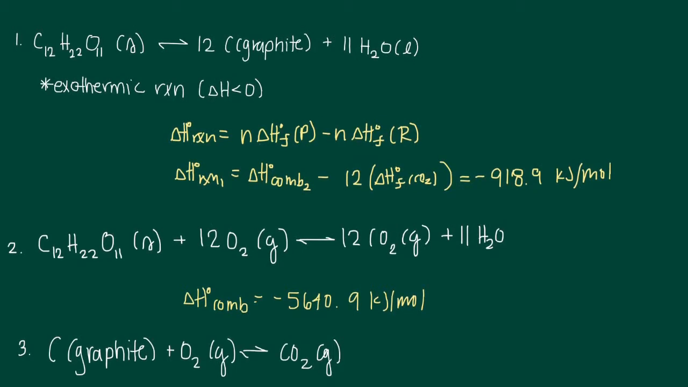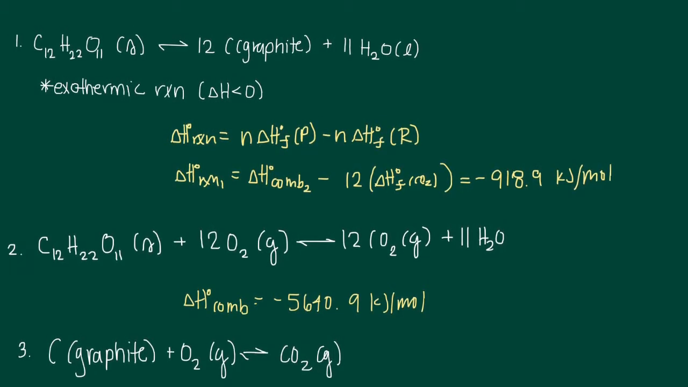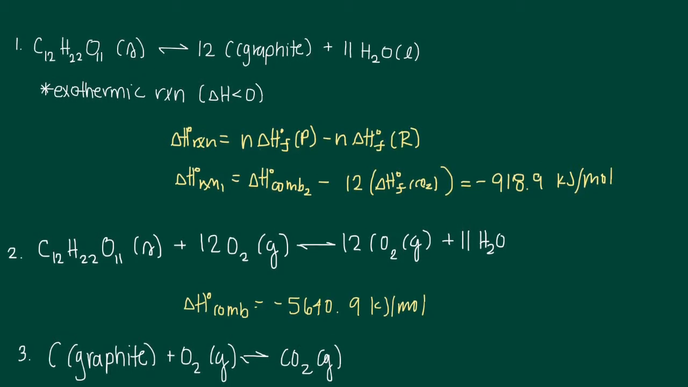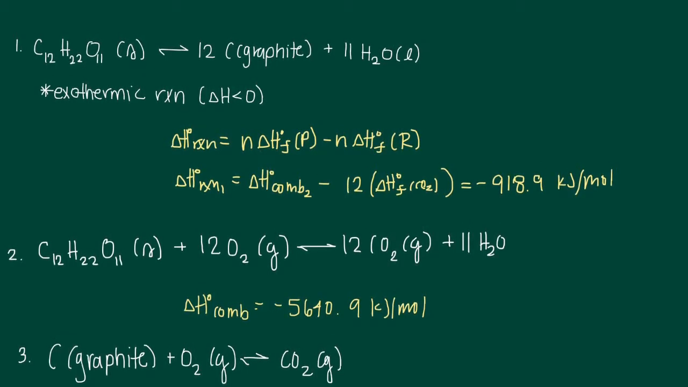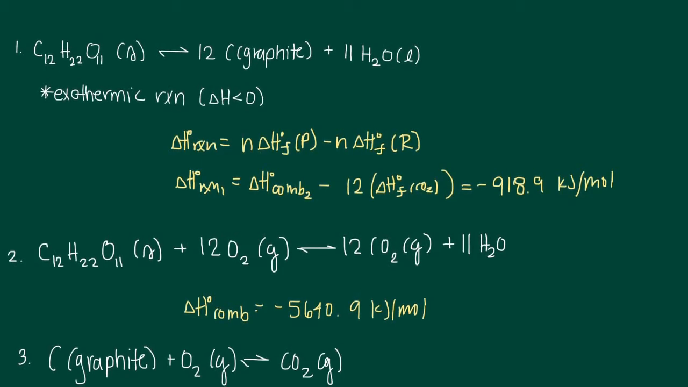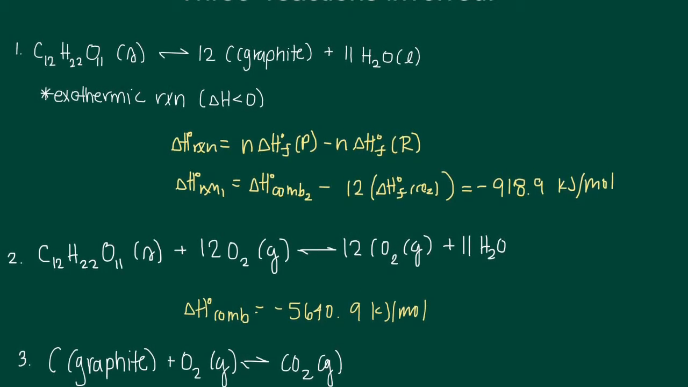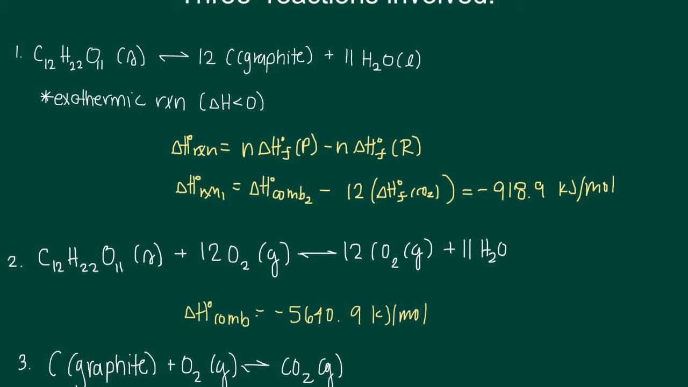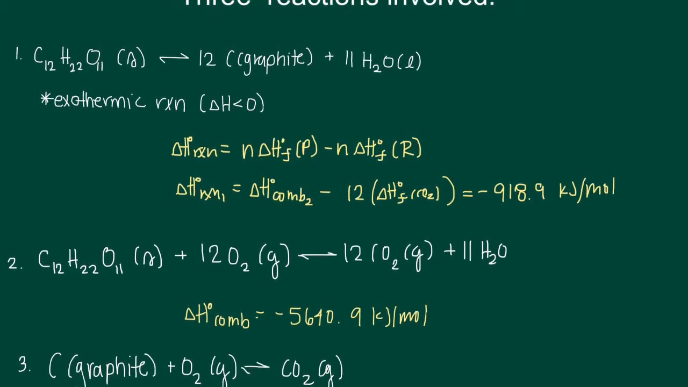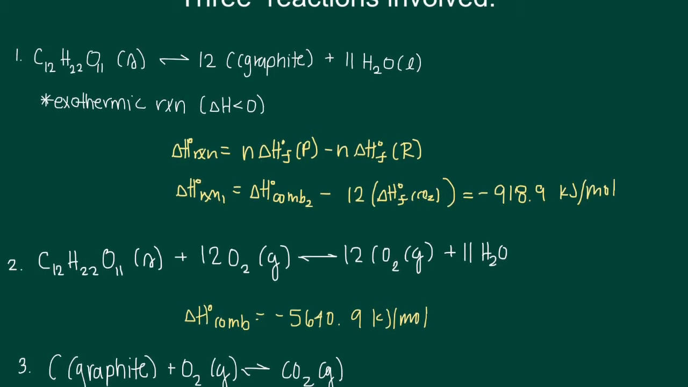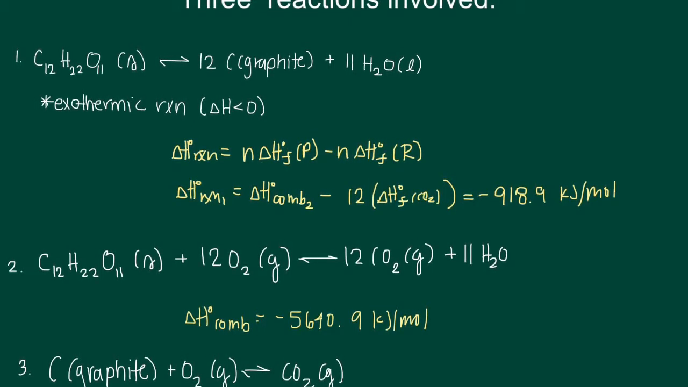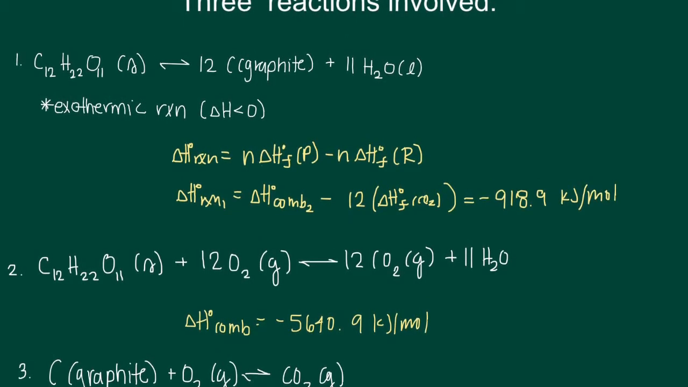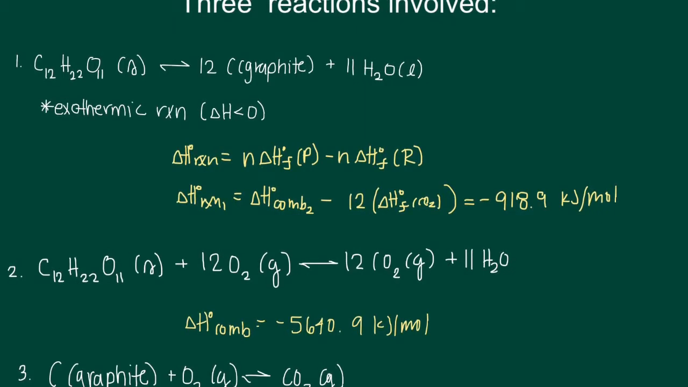The product we are interested in is carbon and the reactant is sucrose. Therefore, we can rearrange equations 2 and 3 to find that the standard enthalpy of reaction 1 is equal to negative 918.9 kilojoules per mole. Because its standard enthalpy is negative, the reaction is exothermic and produces heat. This explains why the beaker was so hot after the reaction occurred.